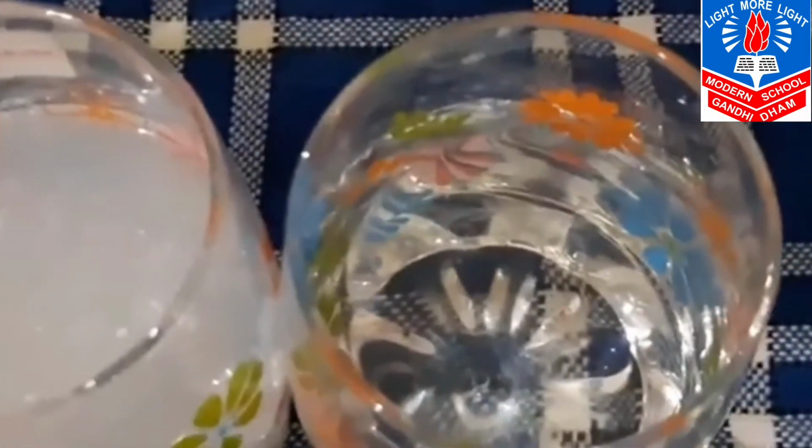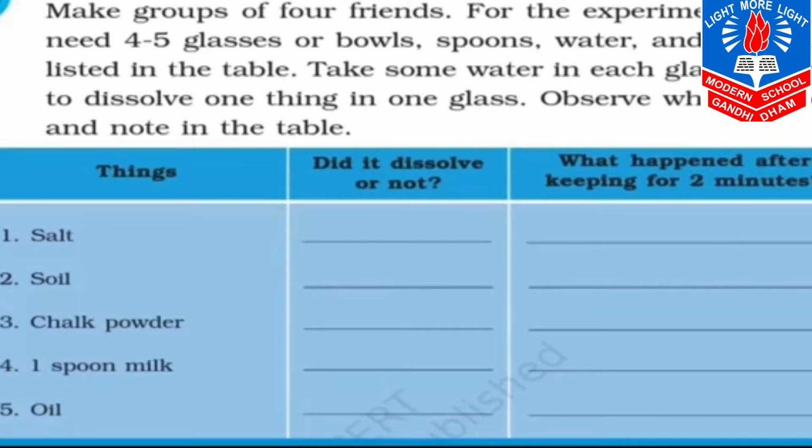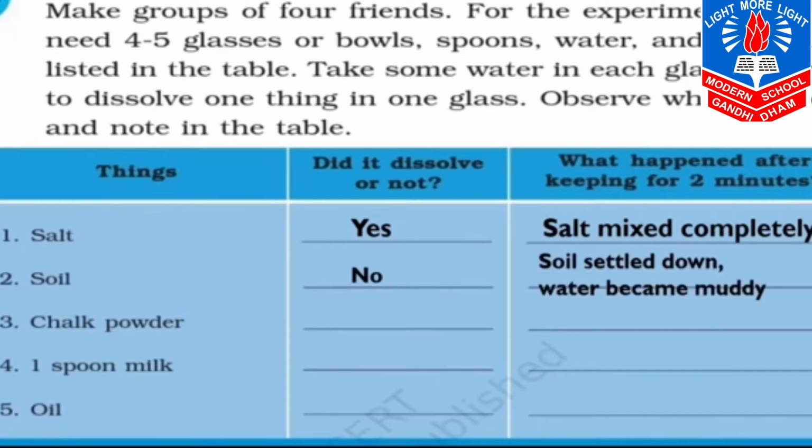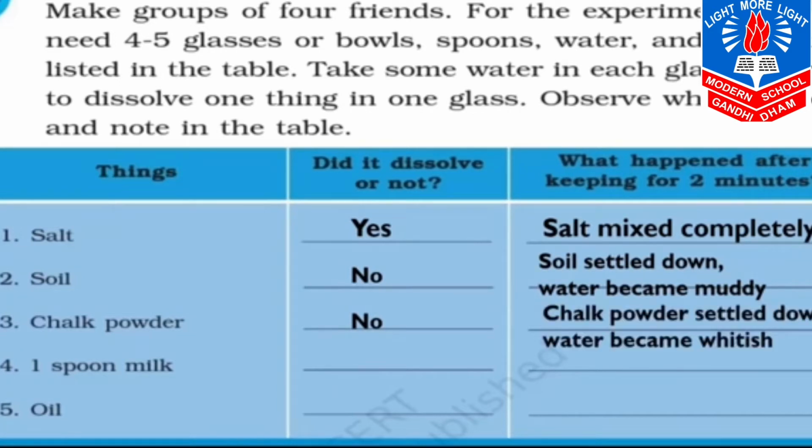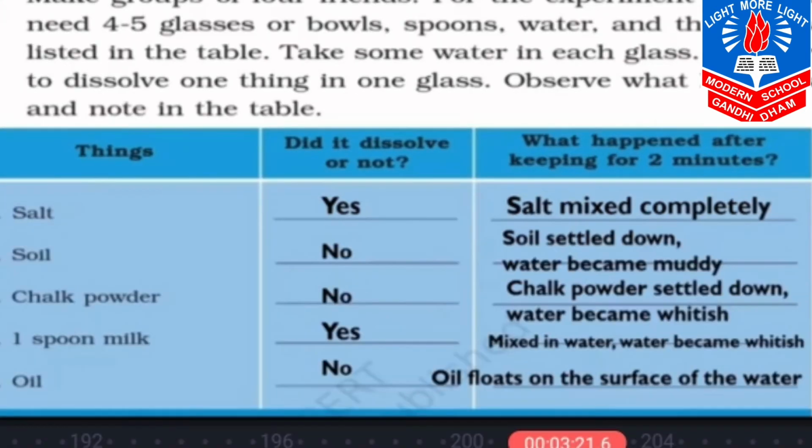So what we noticed in this experiment, that salt was dissolved in water properly and mixed completely. Then soil, it did not dissolve and settled down, water became muddy. Then chalk powder, again it did not dissolve, it settled down and water became whitish. Then spoon of milk, yes, it dissolves and mixed in water, becomes whitish. And oil, it does not dissolve and floats on the surface of the water.